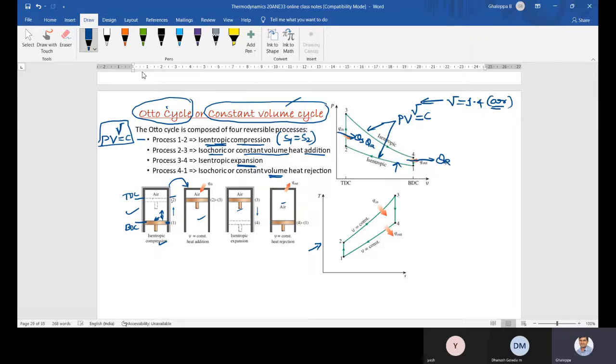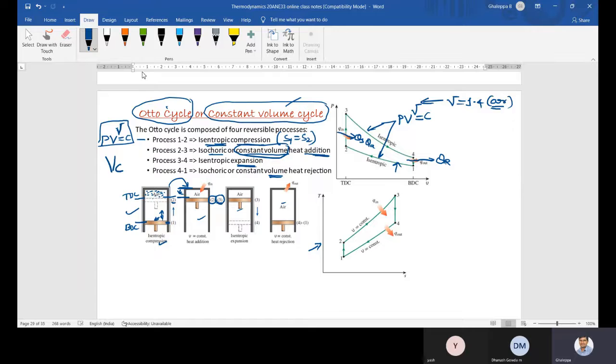See here, the position of 2 and the position of 3 are both at the same place. So it is called a constant volume cycle. They may ask you in the exam or interview: combustion, that is heat addition, takes place at clearance volume. This volume I will call clearance volume. The difference between the cylinder head and the piston head at TDC is called clearance volume.